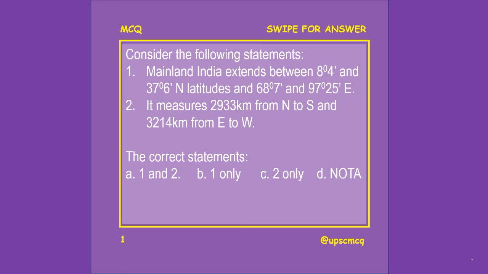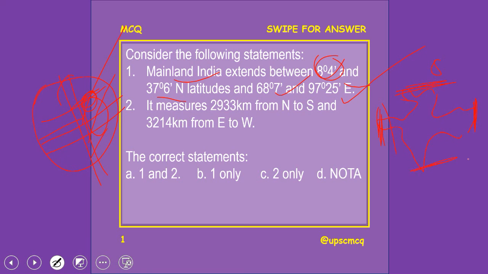Mainland India extends between 8 degree 4 minutes and 37 degrees 6 minutes north latitudes, and in longitude it is 68 degree 7 minutes and 97 degree 25 minutes east. So this is absolutely correct. This is 68 degree 7 minutes east. This is 97 degree 25 minutes east. We know that India lies somewhere here, and this is the eastern hemisphere and this is the northern hemisphere. Therefore northeast, these are right.